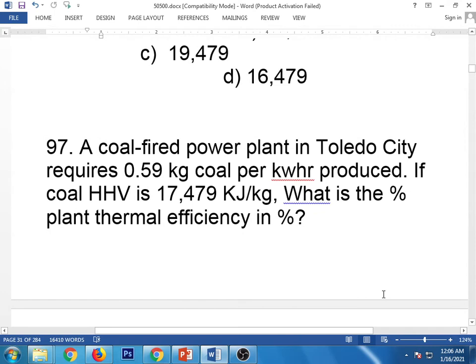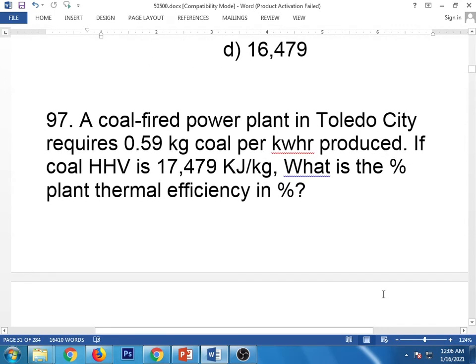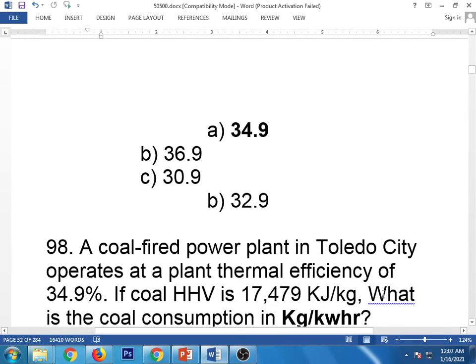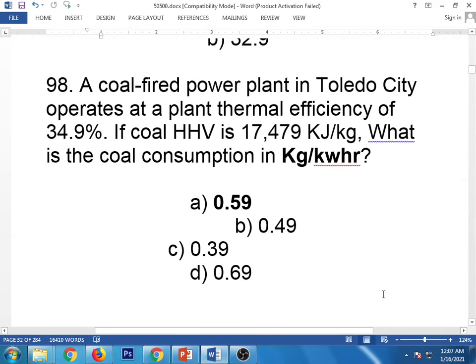17,479. A coal-fired power plant in Toledo City requires 0.59 kilogram of coal per kilowatt hour produced. If coal HHV is 17,479 kilojoules per kilogram, what is the plant thermal efficiency in percent? Answer: 34.9.